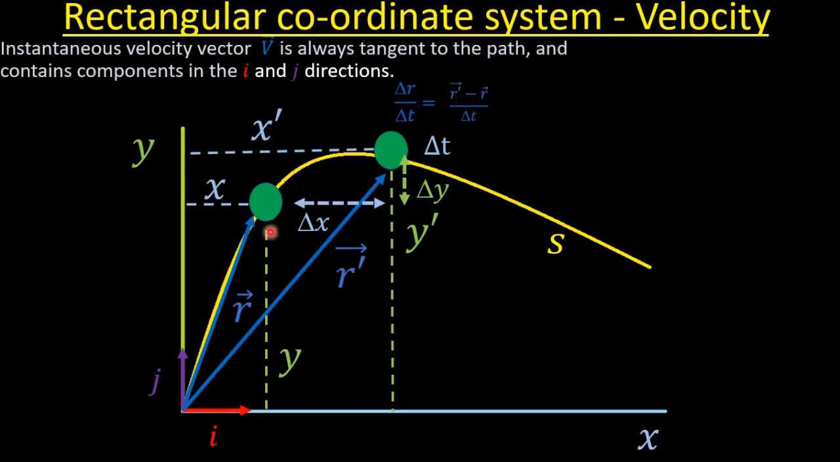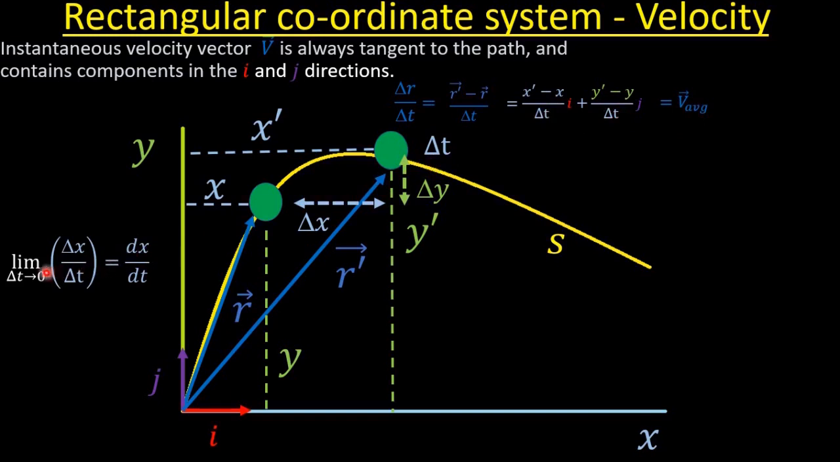So we take the change in position and we divide that by delta t. To find that change in position of r prime minus r, we subtract the i components from both positions. So we subtract the i component of r prime by the i component of r. So we do x prime minus x, and we do the same thing for the j component. So we do y prime minus y over delta t, and that will give us the average velocity.